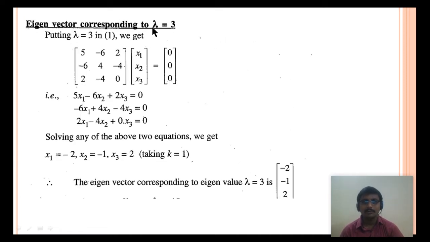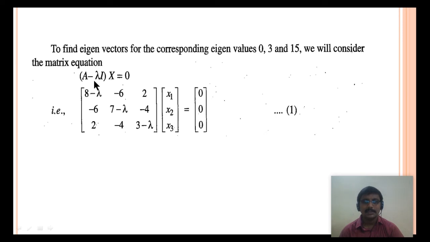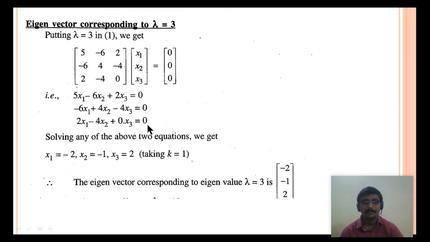Eigenvector corresponding to lambda equal to 3. Putting lambda equal to 3 in equation 1, we will get: in this equation, we just have to replace lambda with 3. That is 8 minus 3, 5; 7 minus 3, 4; 3 minus 3, 0. And the matrix is equated to 0, that is, the null matrix.